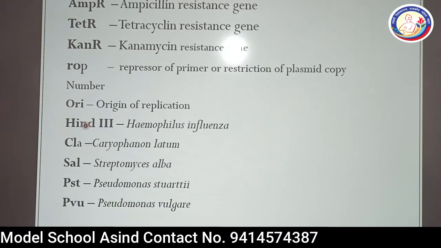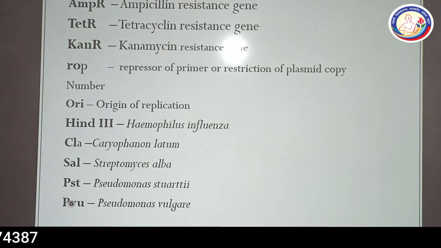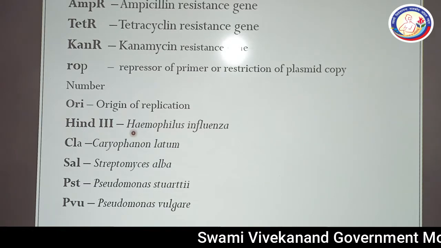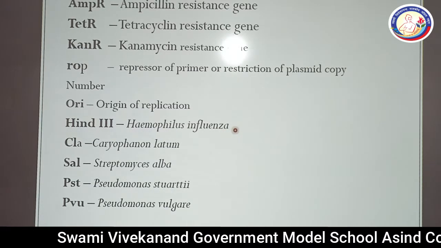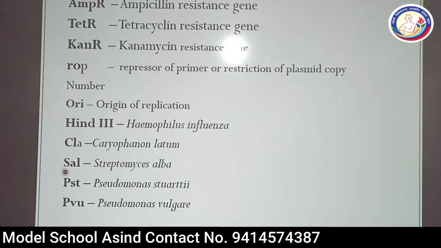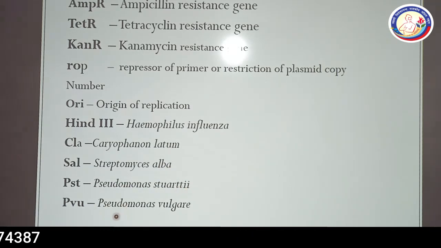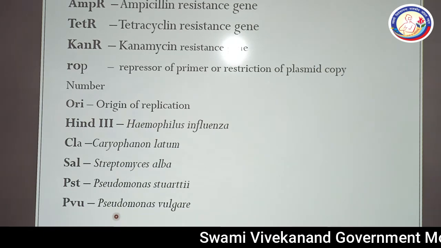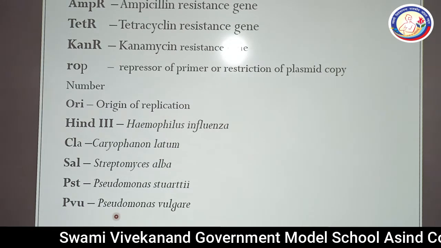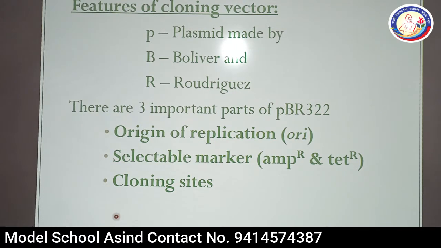The restriction endonuclease enzymes like HindIII, ClaI, SalI, PstI, PvuI. HindIII is named after Haemophilus influenzae. This is the bacteria from which it was isolated. ClaI, Caryophanon latum; SalI, Streptomyces albus; PstI, Providencia stuartii; and PvuI, Pseudomonas vulgaris. All these are the bacteria from which we extract the endonuclease enzymes. I have already explained about it.